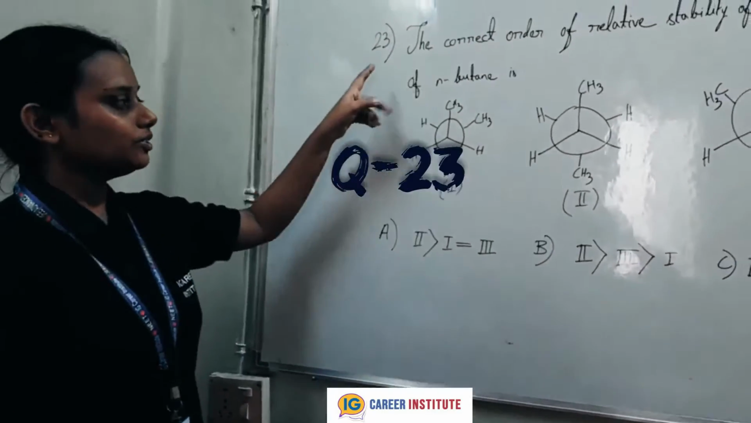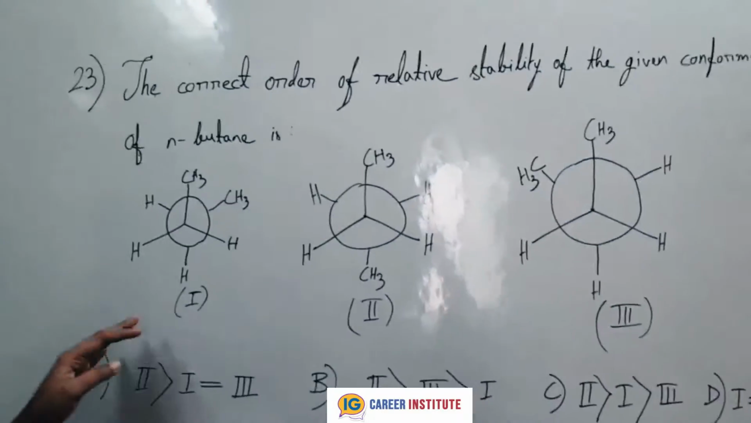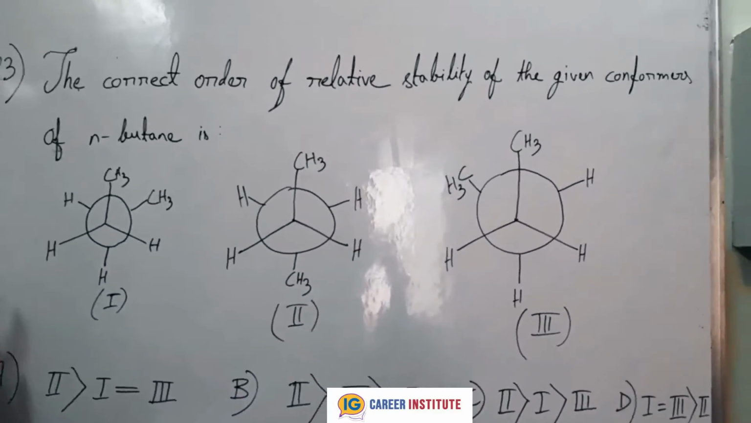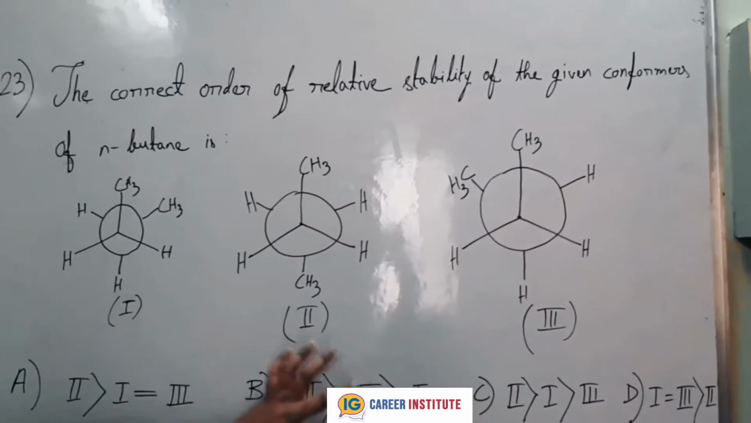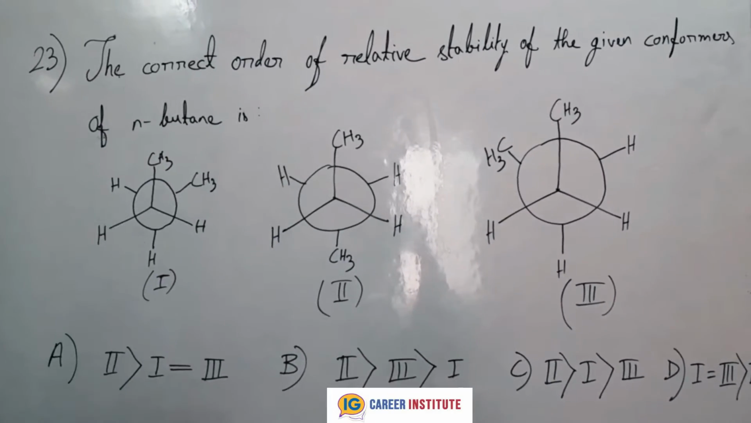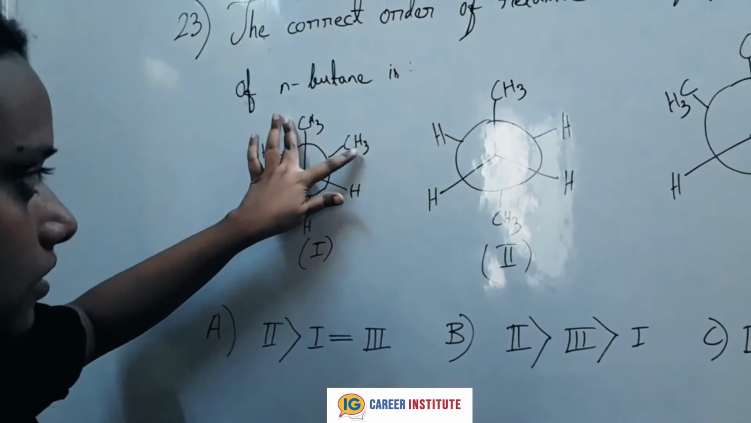Okay, so the next question is the correct order of relative stability of the given conformers of N-butane. Here 3 conformers 1, 2 and 3 of N-butane in Newman projection are given. So we have to predict which is more stable. See here in 1 the 2 methyl groups are closely situated, right?